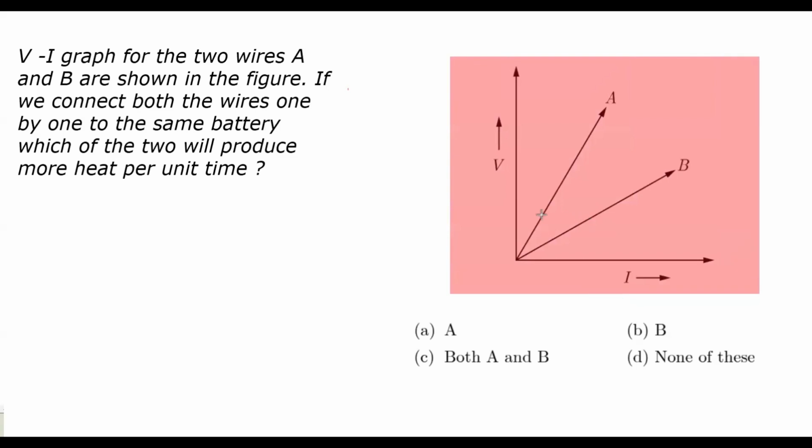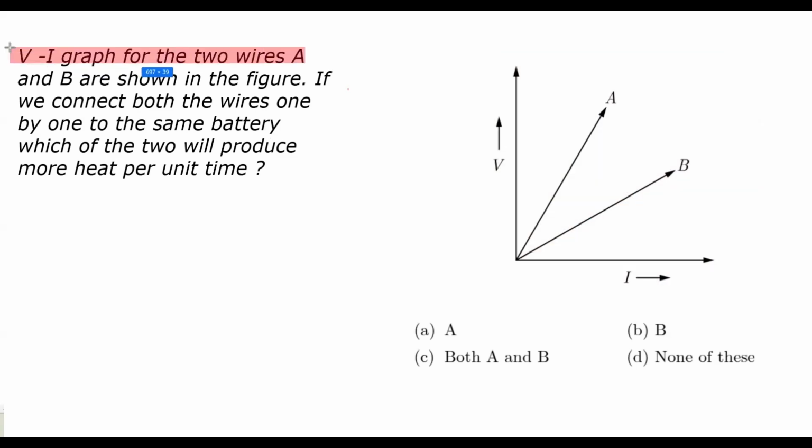In this question, we are given a VI graph, and I can see that they're talking about two wires A and B, and their slope is given here. It says if we connect both wires one by one to the same battery, which will produce more heat. Now look into this. This is a VI graph, and what you have to see here is that the slope represents the resistance. What you can see is that the slope of the wire A, or the conductor A, is more than B. So definitely the resistance of this wire is more.